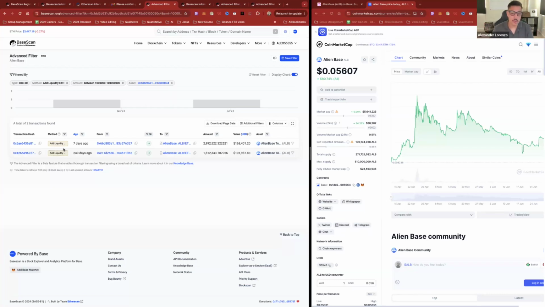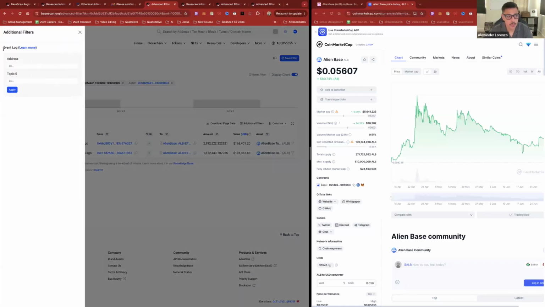This is it. This is what I've been trying to do for so long. We're so close to getting this done. I just need to figure out exactly how it works. But I'm pretty sure it's right here: event logs.